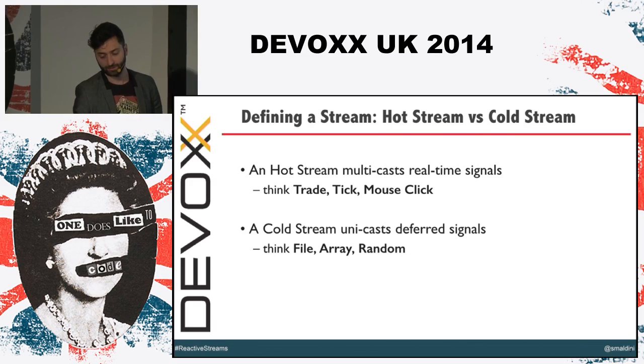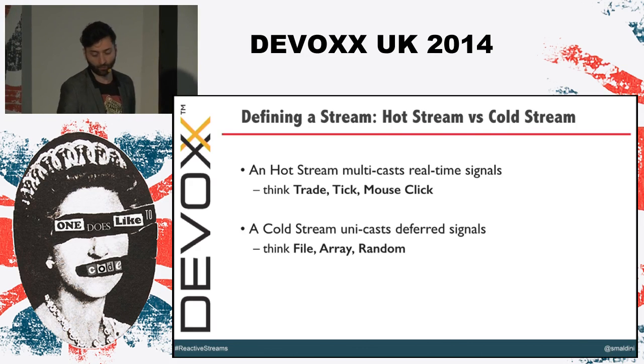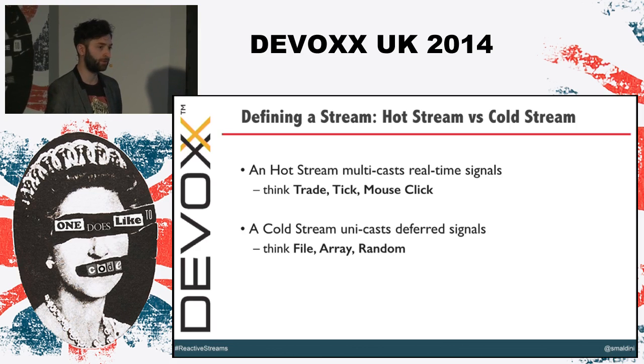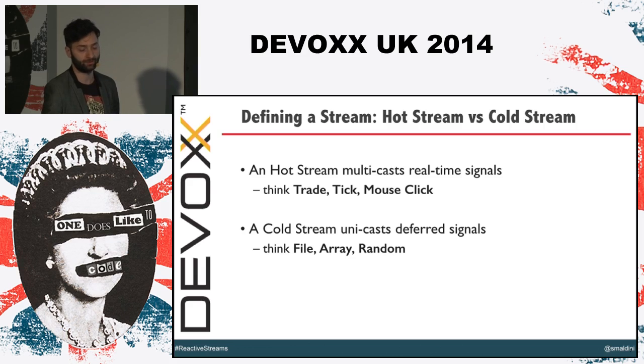There are hot streams and cold streams. We think about trades and ticks as hot streams because they are a real-time source. You don't have to wait for a subscriber to consume this source to generate events. The ticks are just ticking, and the trades are flowing whether you subscribe to the stream or not.